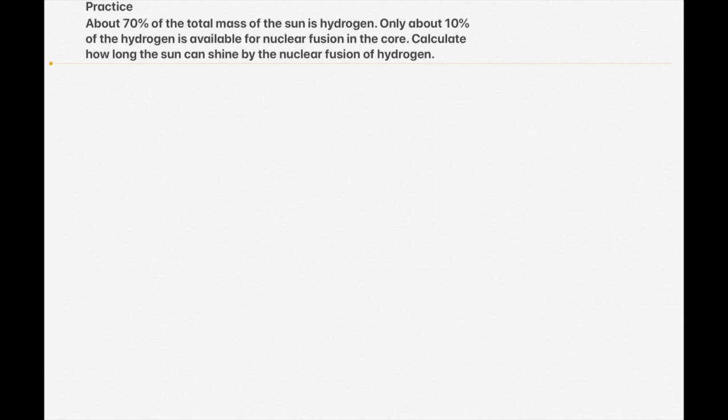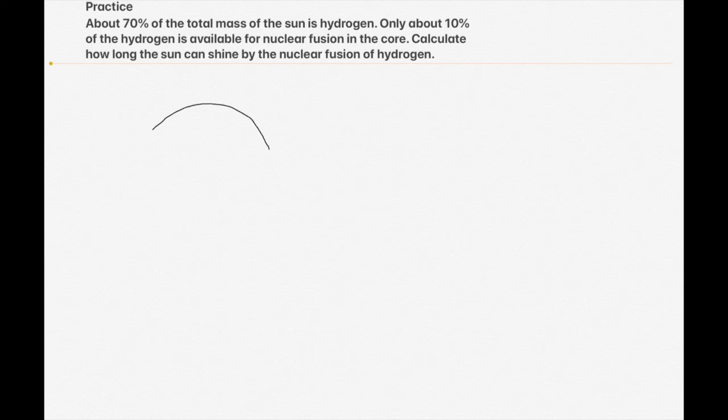How long can the sun shine by nuclear fusion of hydrogen? I guess this is one of the most interesting questions we can solve in astronomy, even in science. In the first step, about 70% of the total mass of the sun is hydrogen. Among that, only about 10% of the hydrogen is available for nuclear fusion in the core.